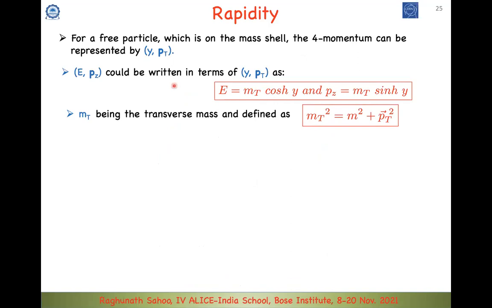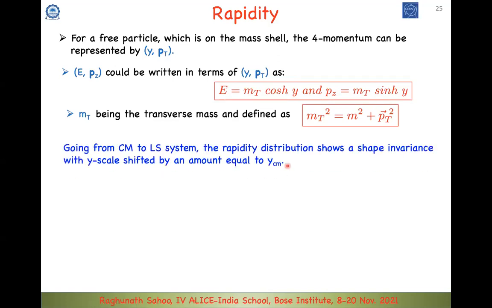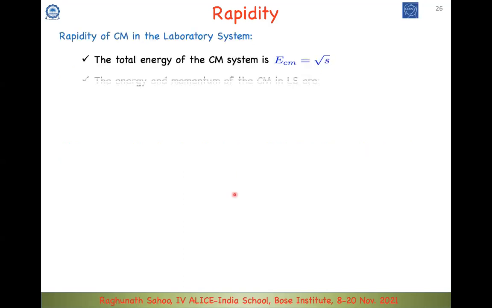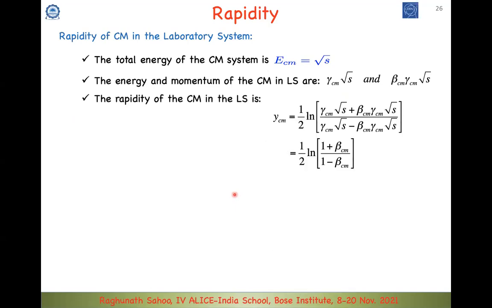If I have to change from the coordinate system of E, PZ to Y, PT, I will write that E is equal to MT cosh Y and PZ is MT sinh Y, where MT is defined through MT squared equals M squared plus PT squared, as I told you. This formula I have given you earlier.